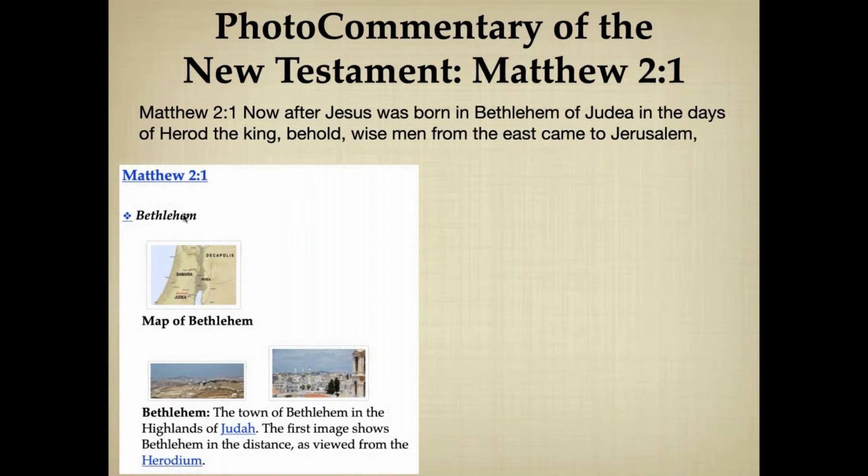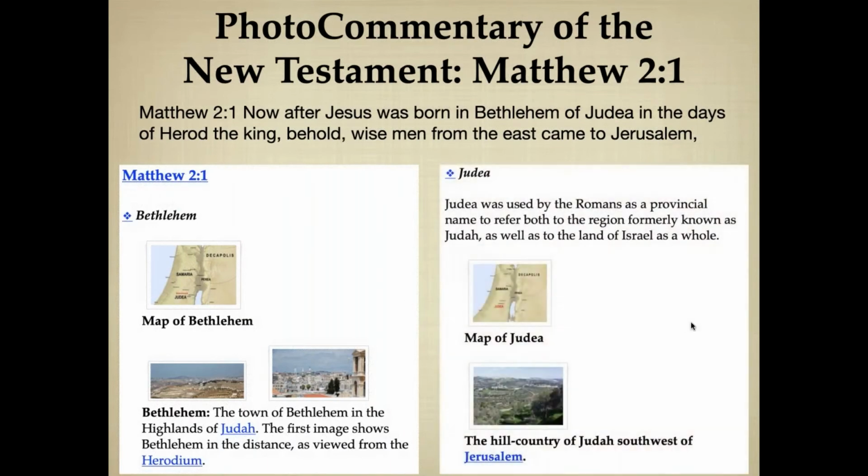And what we do is subdivide them into categories. Here's the category of Bethlehem. Here's a little map that tells us where Bethlehem is. Here's the pictures of how Bethlehem looks today. And then notice the hyperlinks. If you want to see more detail of these, you can click on the hyperlink and open up the photo guide and see even more details of this. But that's not all. That's just Bethlehem.